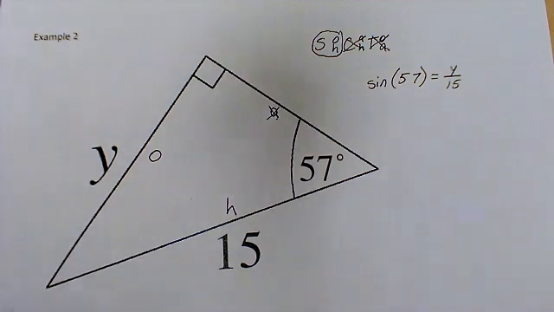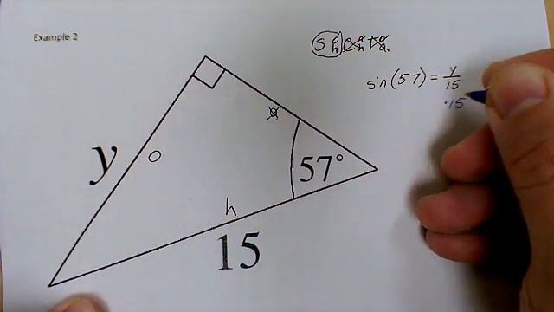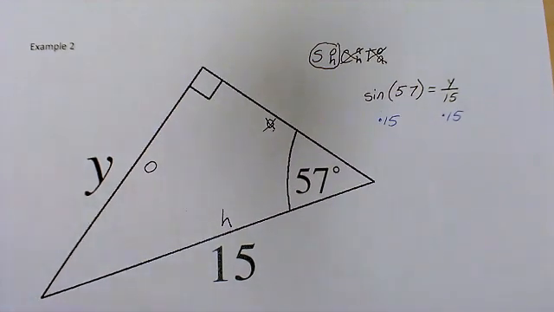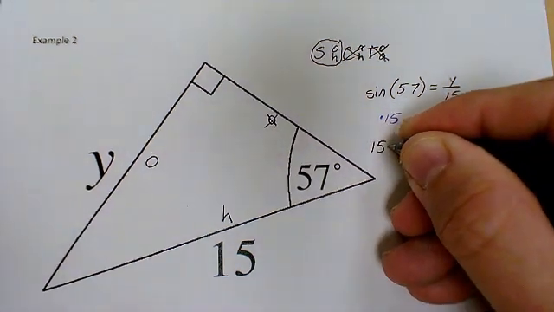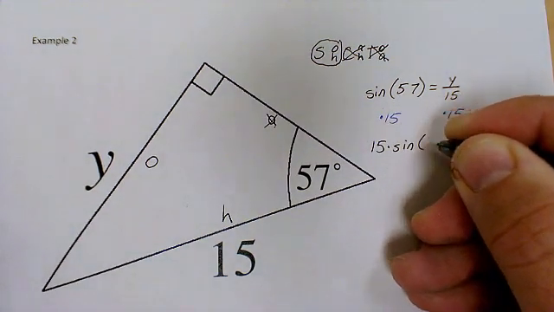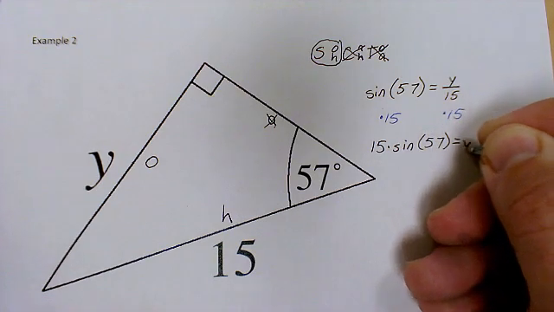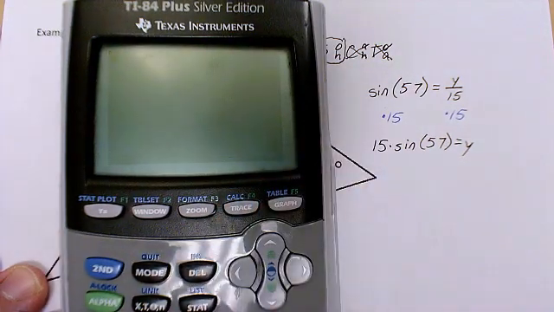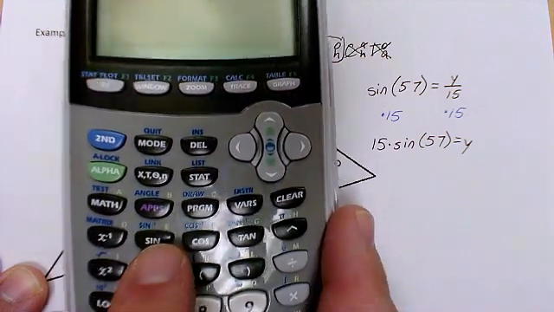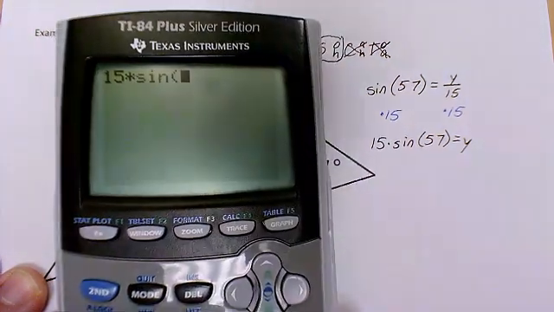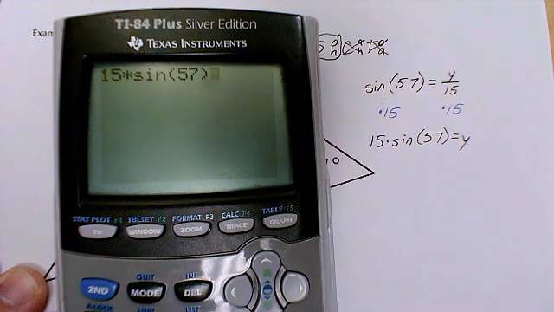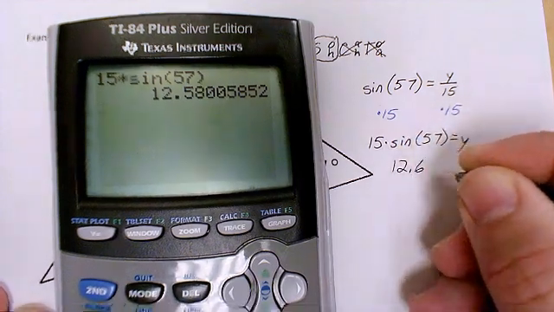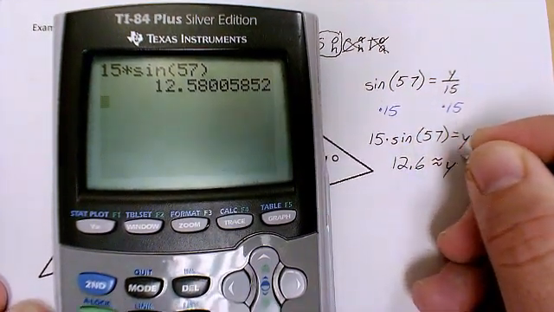Now I'm going to solve for y. I'm going to multiply both sides by 15. And what's going to happen there is I would now have 15 times the sine of 57 equals y. This is where your calculator comes back in. So you're going to grab your calculator and you're just going to type it in as you see it. 15 times, don't forget where your sine key is, of 57. 12.6 is what it is, as my final answer.